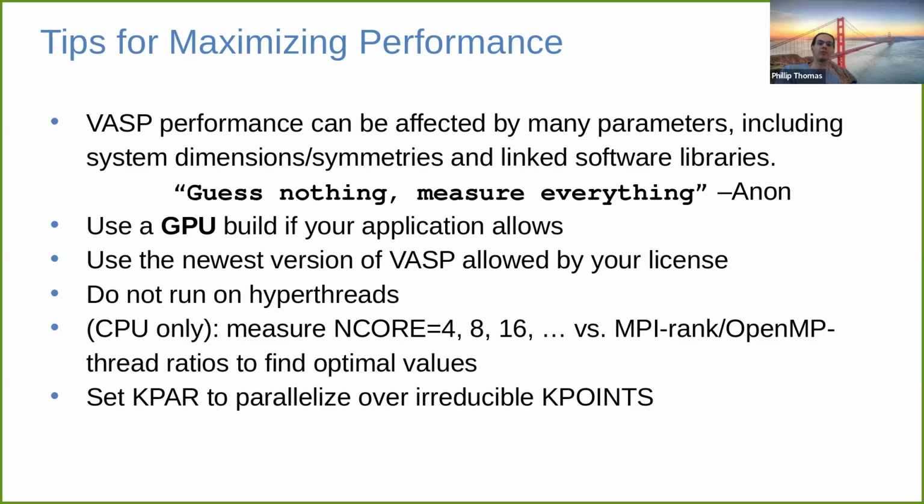A couple other points: as I mentioned earlier, avoid running on hyperthreads, as this is very bad for performance. And also, if you are running a CPU build, you have the option of using either NCORE parallelism, which is declared in your INCAR file, where you can set NCORE to be equal to something like 4, 8, or 16. Or instead of using NCORE parallelism, you can use OpenMP threads, but you can't use both of these at the same time. So for CPU jobs, I recommend that you try several different values of NCORE and several different values of OpenMP threads, and then compare the performance of your test job with all of them to find the settings that give you the best performance.